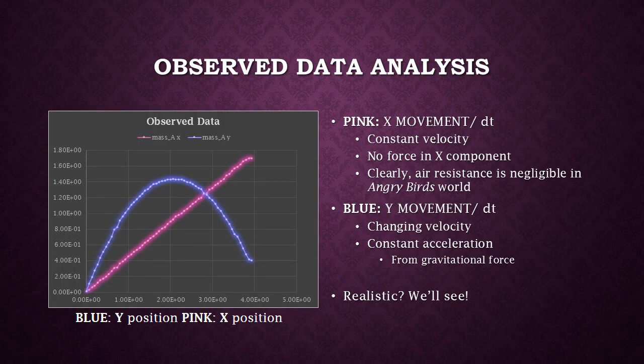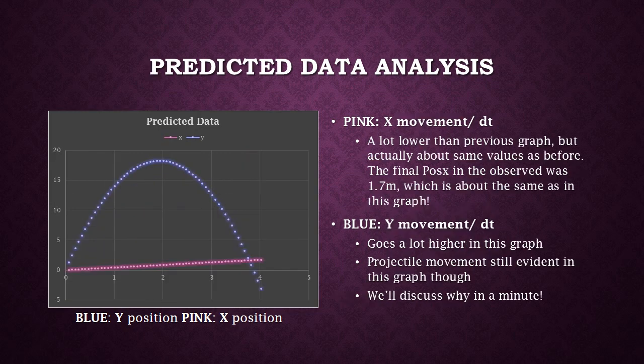This is my resulting graph in my Tracker analysis. On the graph, you'll see the movement along the x-axis in pink and the movement along the y-axis in blue. There's obviously no force in the x component and therefore a constant velocity given the straight line. As for the y movement, the velocity is always changing with a constant acceleration from the gravitational force. Clearly, there's no drag force in Angry Bird world. Also, note the approximate y max, 1.40 meters. Is this realistic? We'll see.